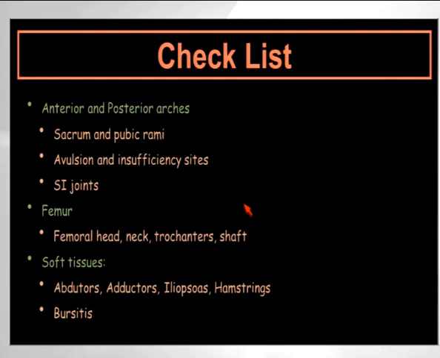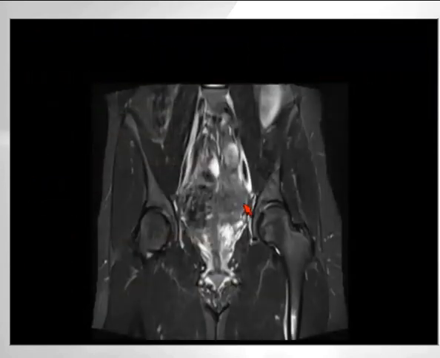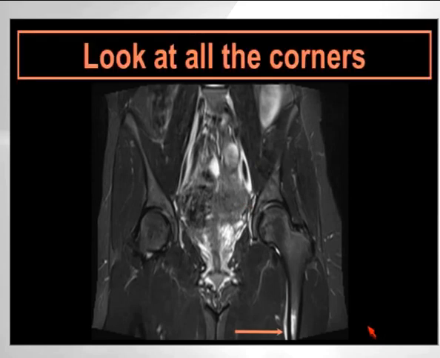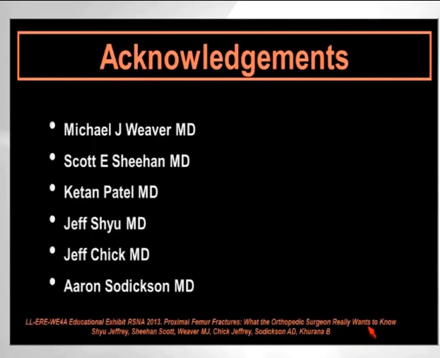Fractures can be very subtle. Look for the femur, and then look at the soft tissues. Think of muscle groups. And again, don't forget to look at all the corners. This was a shaft fracture which was missed on MR. So look at all the corners. And I want to thank all my co-authors on this paper and also our pelvic surgeon. So thank you.